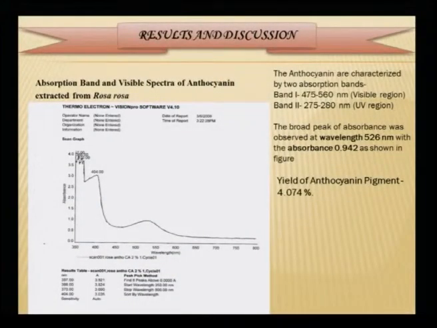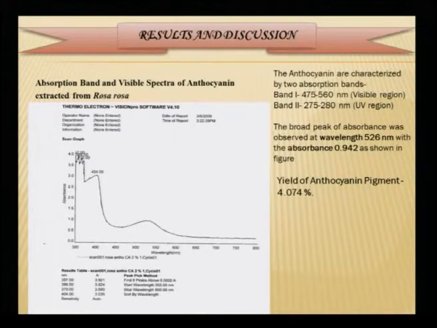The dye adhesion is enhanced. Now, if we look at the UV visible spectra of the anthocyanin derived from rose, you can see that there is a very distinct peak, and anthocyanins are known to have one band between 475 and 560, as we saw in the case of hibiscus also, which falls in the visible region, and the second band, which is at 275 to 280, is in the UV region.